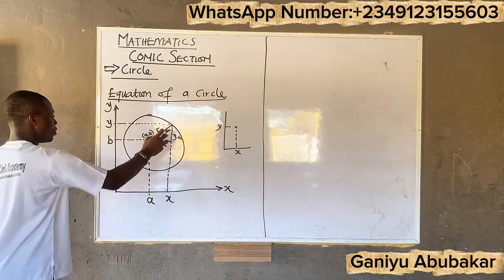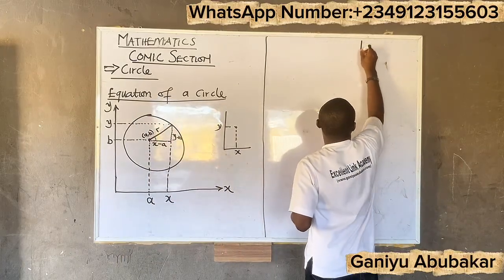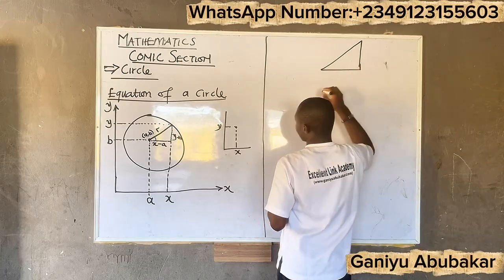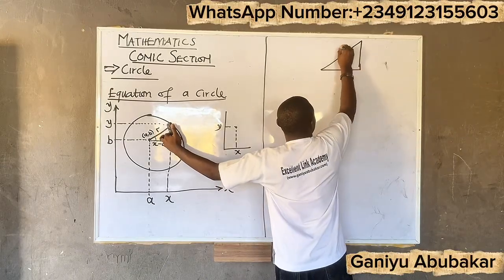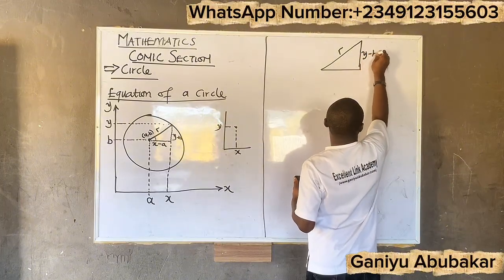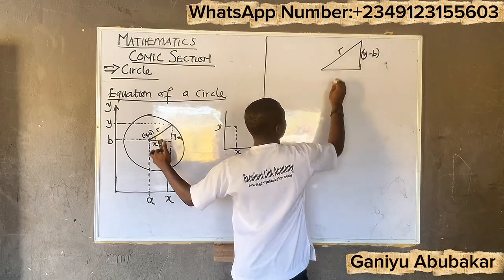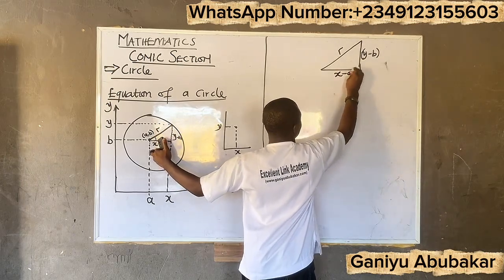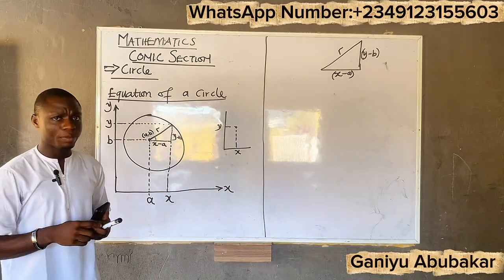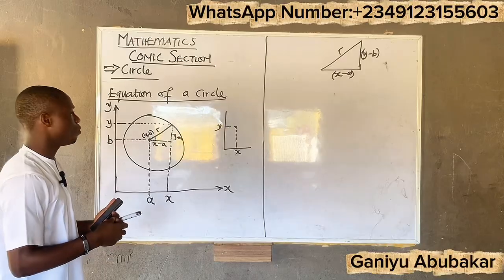So let me draft out the triangle outside this way, clearly. So the r is the radius here, and this part here is your y-axis, y minus b, right? This one gives you x minus a. So my task now is to bring you the idea of Pythagoras theorem and see what will be the expression for the equation of a circle, right?